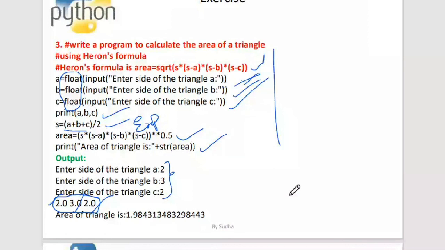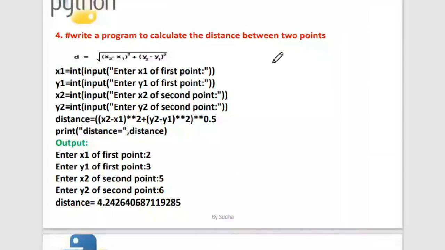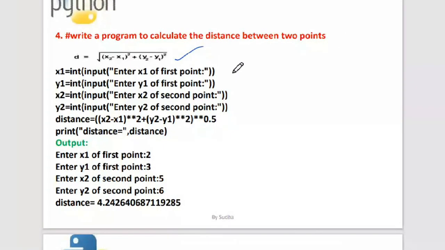Now coming to the fourth program. The fourth program is to calculate the distance between 2 points. And what is the formula? The formula is a square root, which is a straight line formula. We know distance is equal to the square root expression. And next we are reading the coordinates of the first point and the coordinates of the second point.